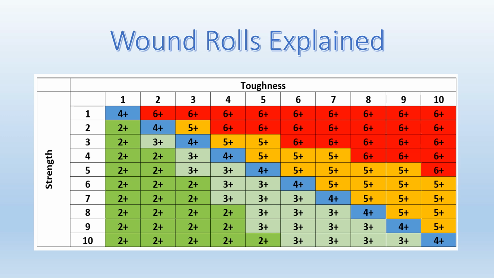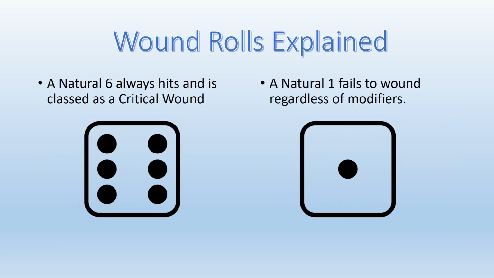Now one thing as well about wound rolls, and this comes into play more with special rules that are used by different units. If we look at wound rolls, a natural 6 always succeeds, and is classed as a critical wound. So when you get certain scenarios, they'll say a critical wound becomes something else, and as a result it's unblockable, things like that. And a natural 1 on a wound roll is a complete fail regardless of any modifiers. But you can see from the chart there as well, all wound rolls seem to go from a 2 plus up to a 6 plus, so 1 is just an outright fail.